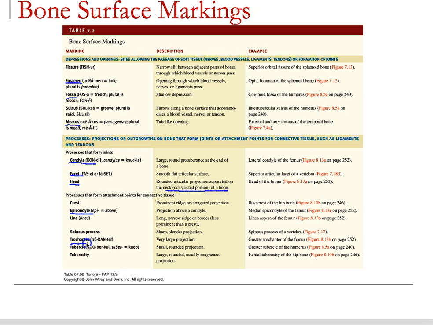A trochanter is a very large projection. Well, that doesn't mean anything until we actually take a look at, say, something on a really large bone, the femur. It's a bone inside your leg. You'll have the greater trochanter of the femur. And I'm going to try and find examples of all of these as we're going along. Okay, fantastic.